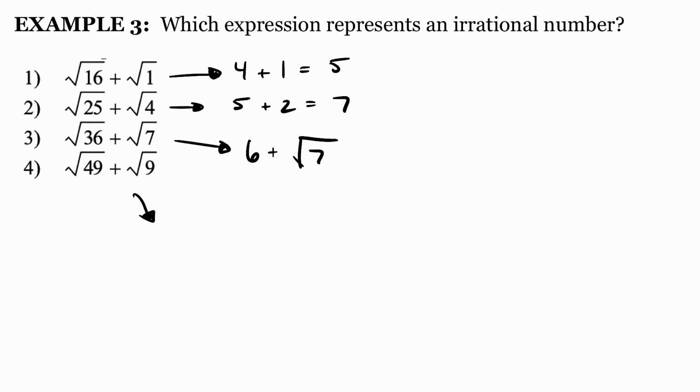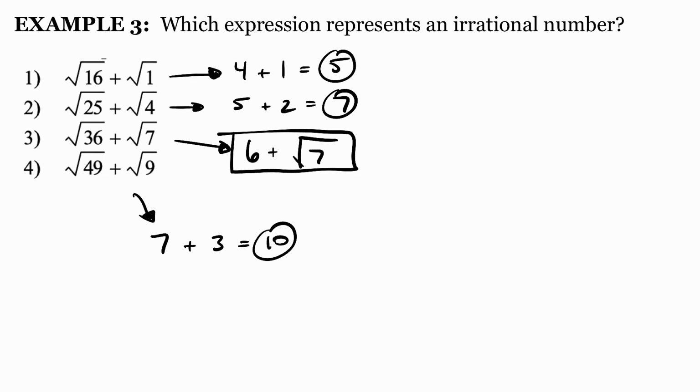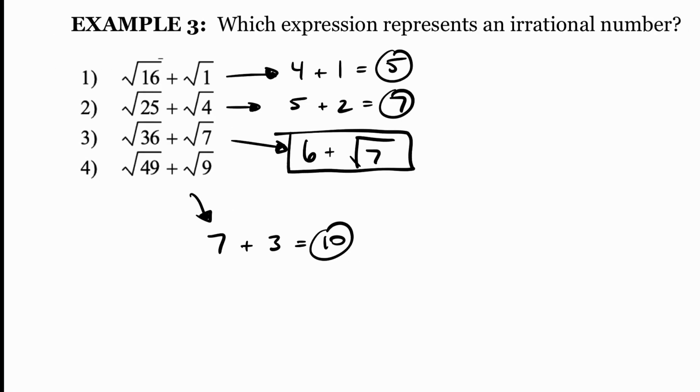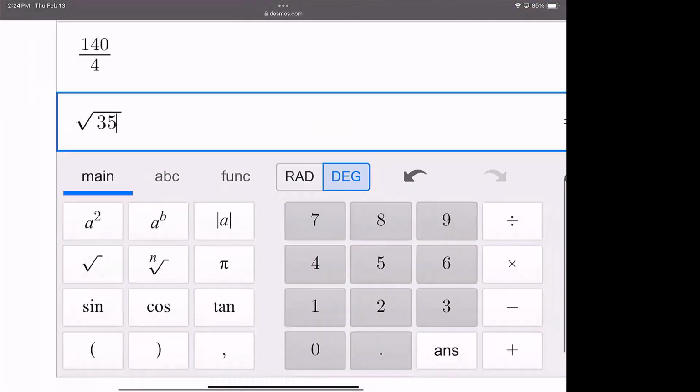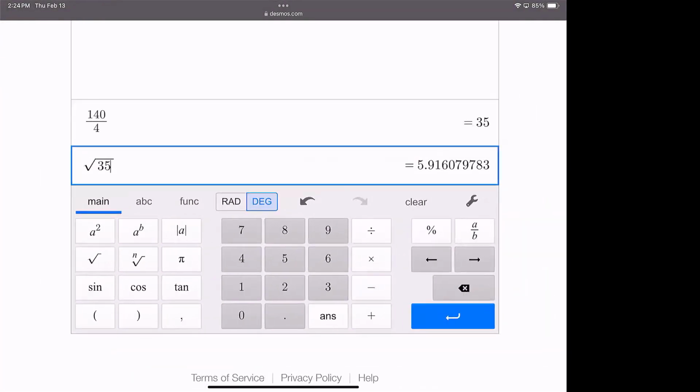This one, the square root of 49 is 7. The square root of 9 is 3. So that really is 10. So we have 5, 7, and 10. Those are all rational. This one here is not rational because the square root of 7 is an irrational number.